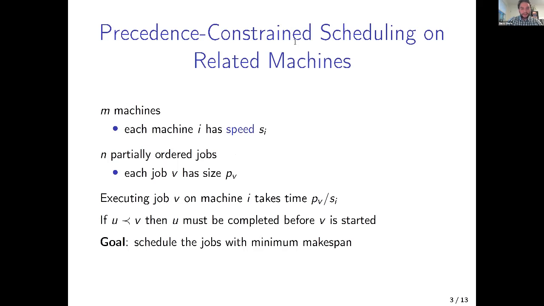Now we can further complicate the problem by introducing related machines. Here we're given m machines and n different sized jobs as before, but we also have a speed associated with each machine, Si. The ordering is the same as before: preceding jobs must be completed before their successors. But the amount of time it takes to execute job V on machine i is given by the size of V divided by the speed of i, or PV over Si.